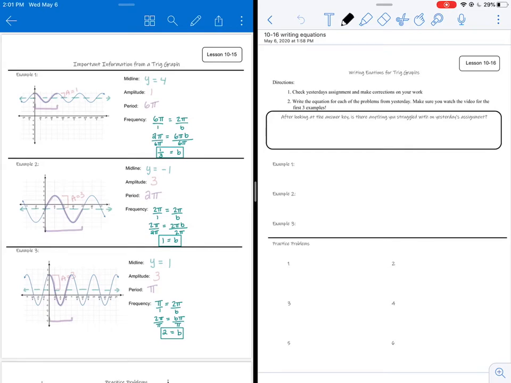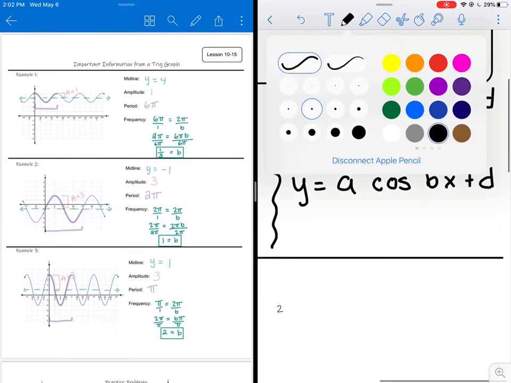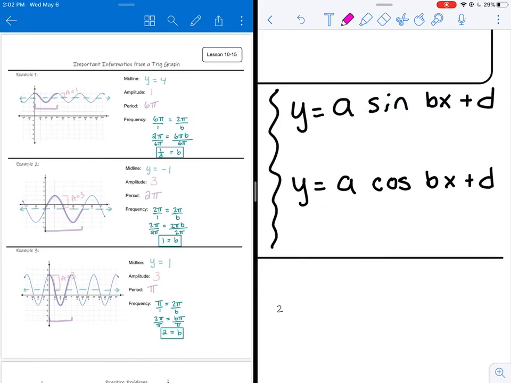If I am writing an equation, my equation should be in the general form of one of these two. And I'm just going to write them over here so you could see it. So I have y equals A sine of bx plus d. And y equals A cosine of bx plus d. So there's a few parts to this, and I just want to annotate all of it, and then it will be very simple to just take what we have as the important information and plug it into here.